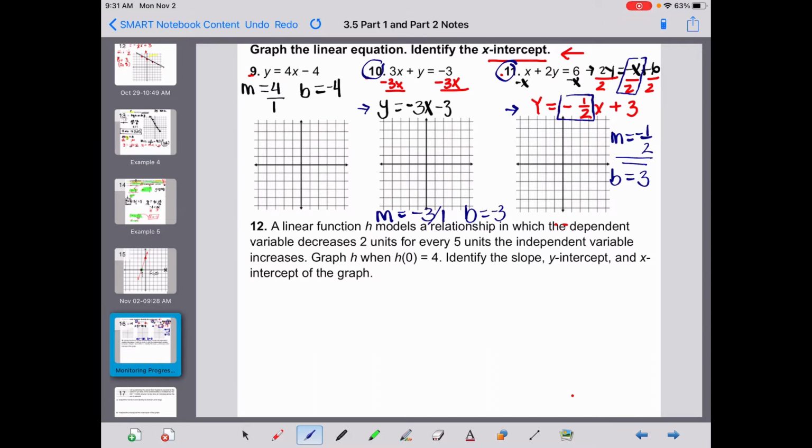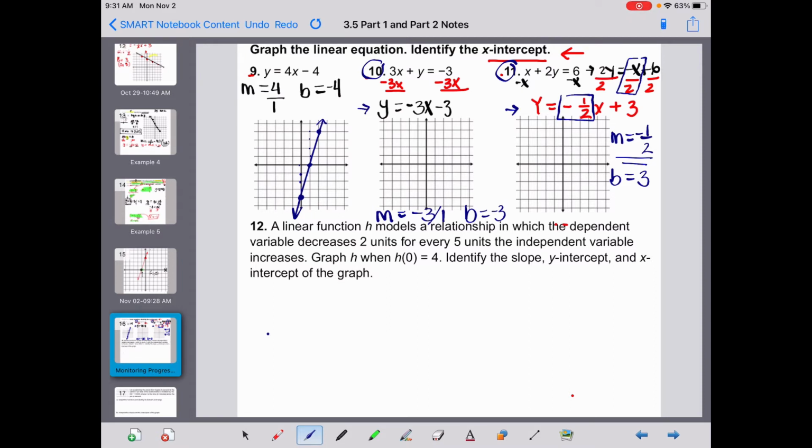Okay, so for the first one, you begin your graph at negative 4, and our slope is 4, or 4 over 1. Up 1, 2, 3, 4, right 1. Up 1, 2, 3, 4, right 1. I can go in the opposite direction, but I don't have room. The slope was positive, and therefore it's increasing from left to right.